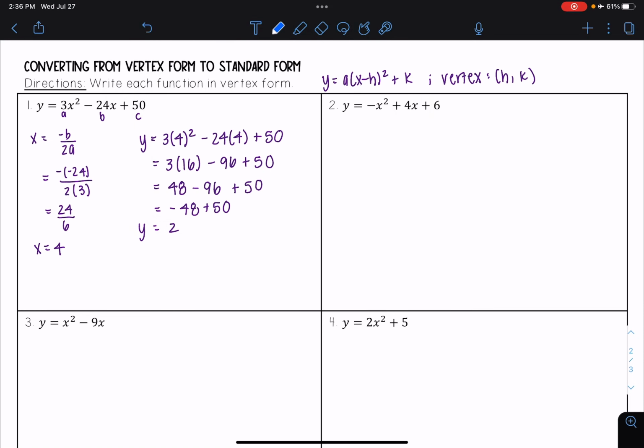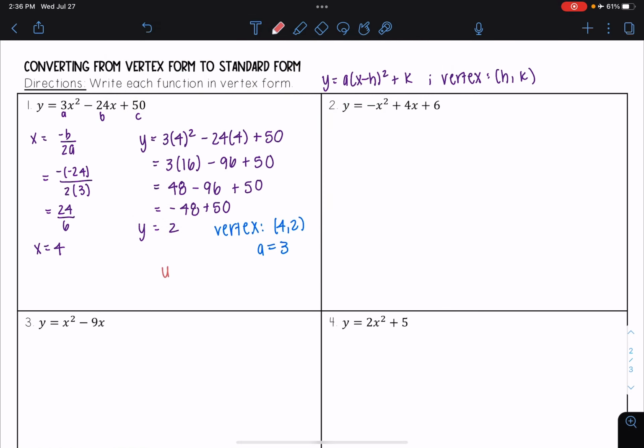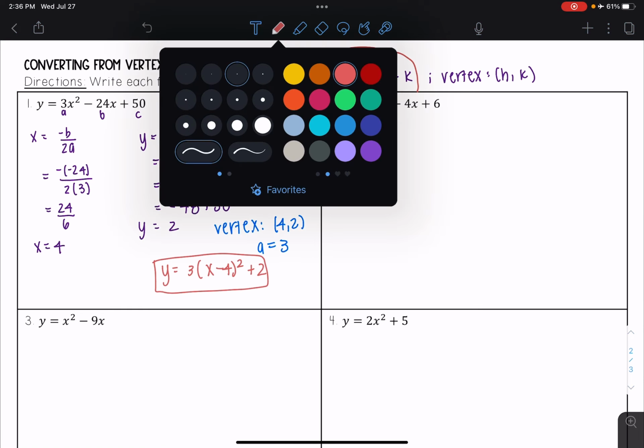So that means, looking at all my information, I have that my vertex here is 4, 2. I know that my a value is 3. And so plugging that information in, I get that y is equal to 3 times x minus 4 squared plus 2. And I plugged all that into my vertex form right here. Okay, let's look at another one.